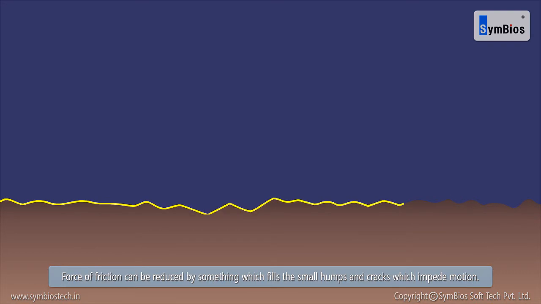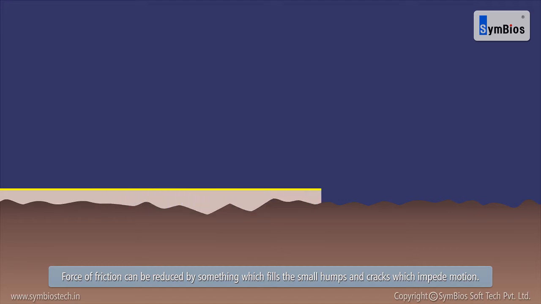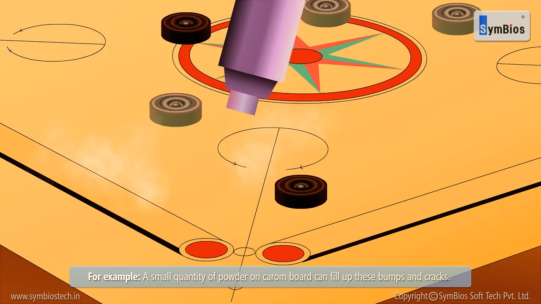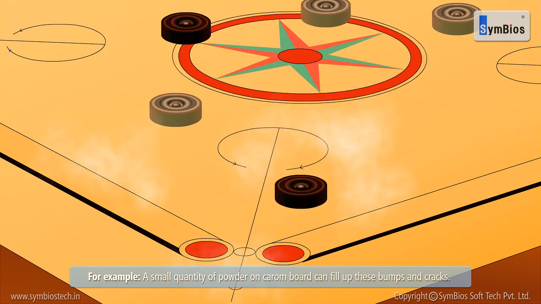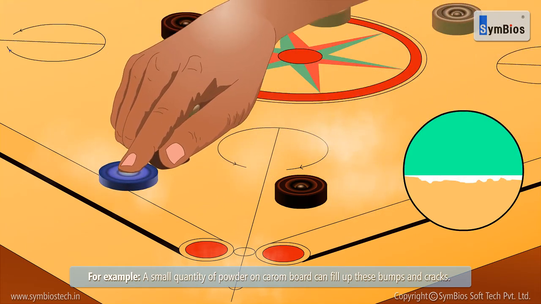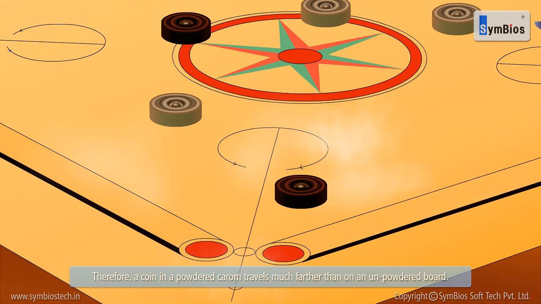Force of friction can be reduced by something which fills the small humps and cracks which impede motion. For example, a small quantity of powder on a carom board can fill up these bumps and cracks. Therefore, a coin in a powdered carom travels much farther than on an unpowdered board.